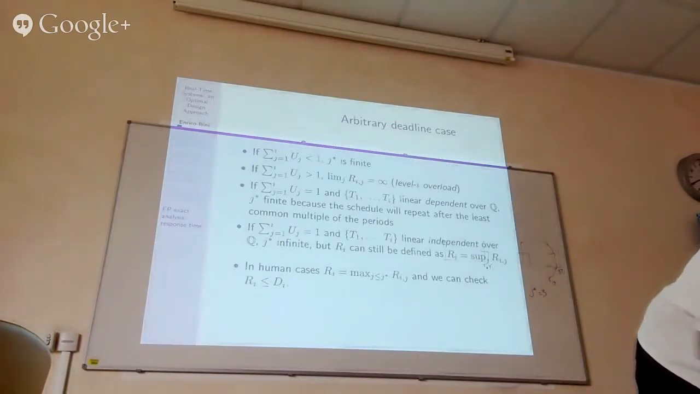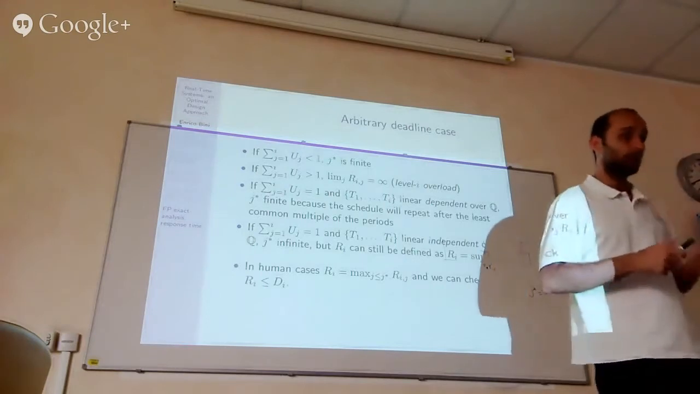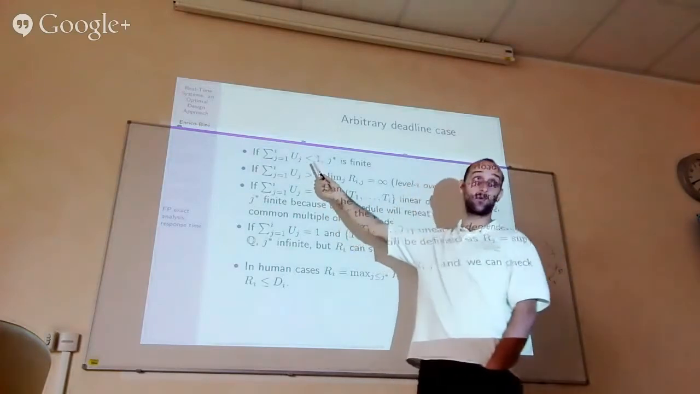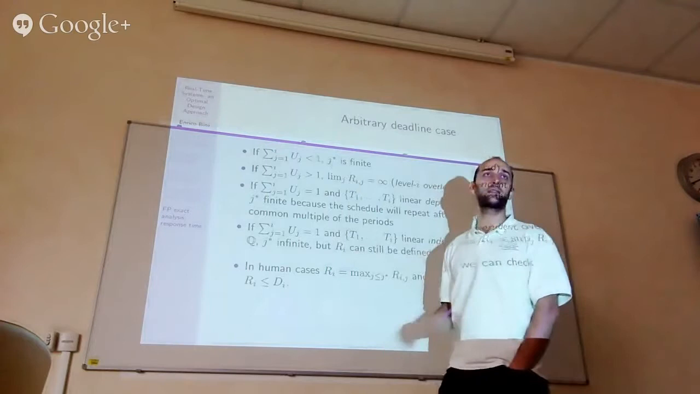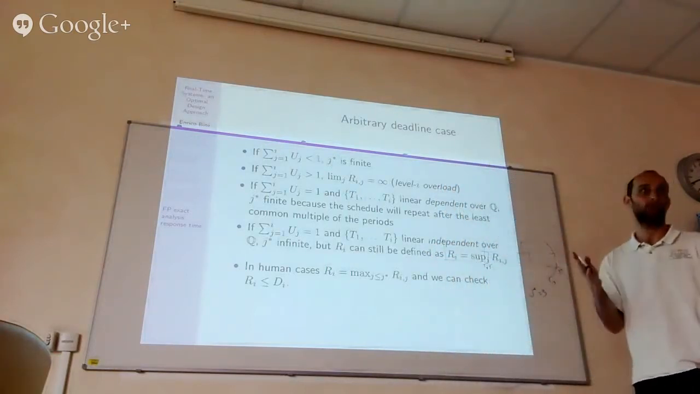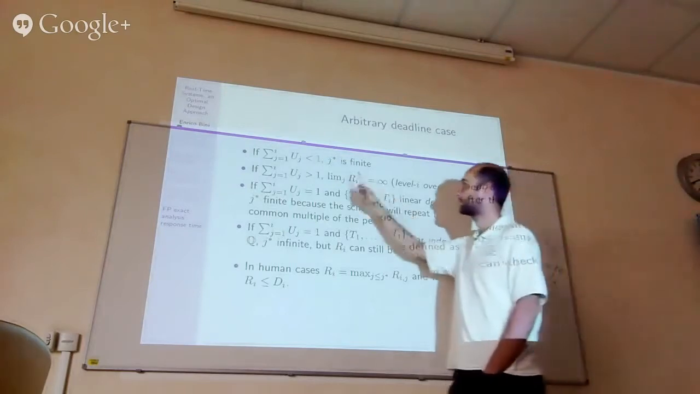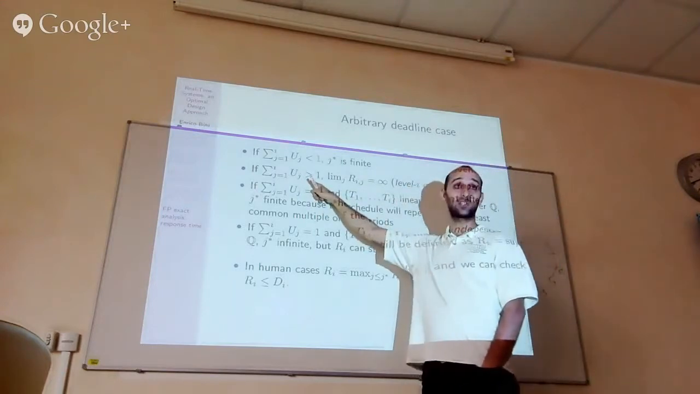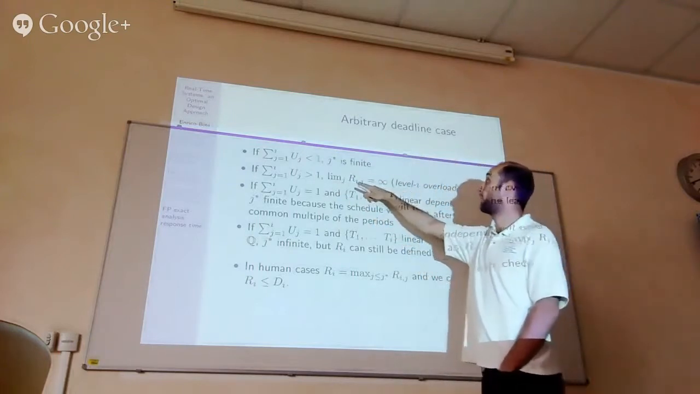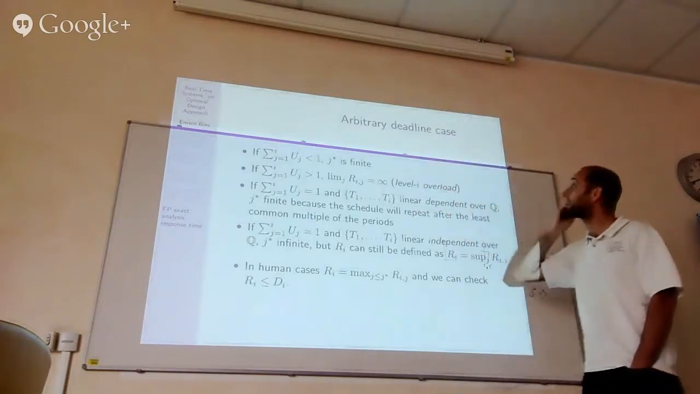Okay, so what happens? Now let's talk a bit about where it's finite, where it explodes, and so on. When the total utilization is strictly less than 1, then J star is finite, because if the total utilization is less than 1, there is an idle somewhere. If there is idle somewhere, we will find it sooner or later. So this is finite. If the total utilization is strictly larger than 1, then, as Fabio was saying, the limit of the response time goes to infinity because it's overloaded. Level-i overload.